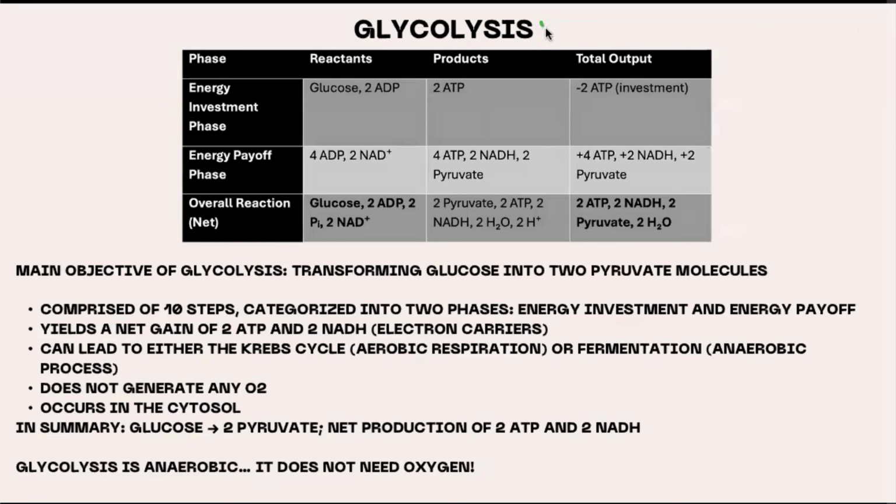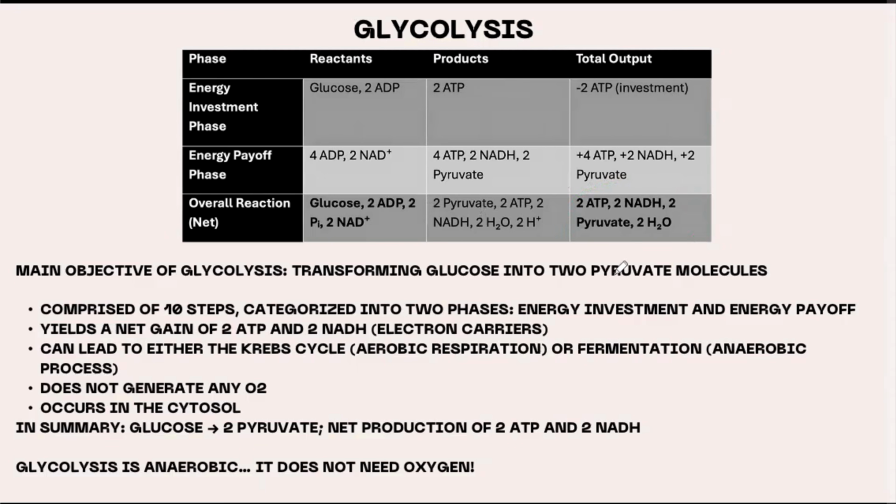Now let's talk about the steps involved in glycolysis. The main objective of glycolysis is to take the glucose that we consume from our foods and go ahead and produce two pyruvate molecules. So note, for every one glucose molecule, you have two pyruvates that are produced. Now, the steps of glycolysis, there are 10 steps total, and they're categorized into the energy investment phase and the energy payoff phase. And the two steps together allow for the production of two ATPs, two NADHs, and two pyruvate, alongside with two H2Os, or two water molecules.